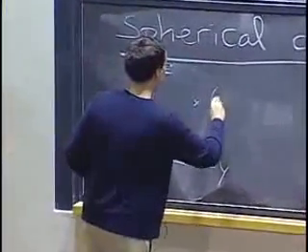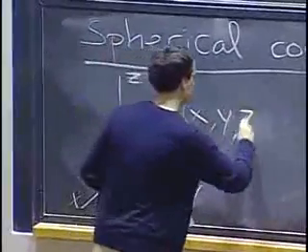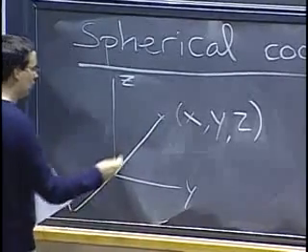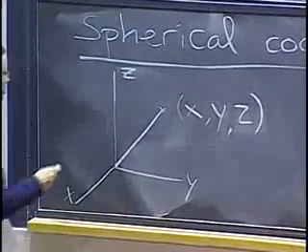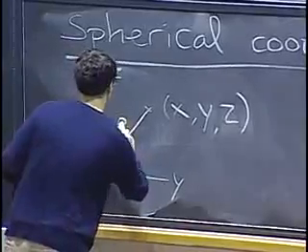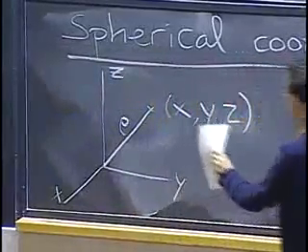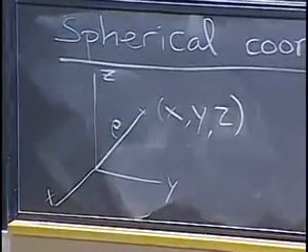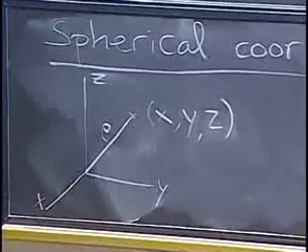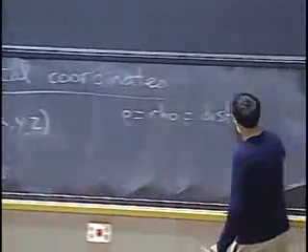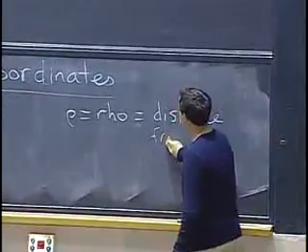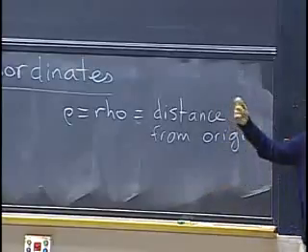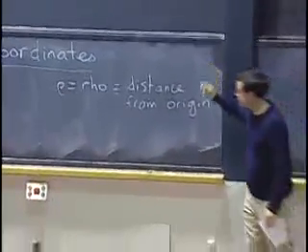So let's say that you have a point in space at coordinates x, y, z. Then instead of using x, y, z, one thing you will use is the distance from the origin. That is denoted by the Greek letter rho, which looks like a curly P, but actually it's the Greek R. So that's the distance from the origin, and it can take values anywhere between 0 and infinity.